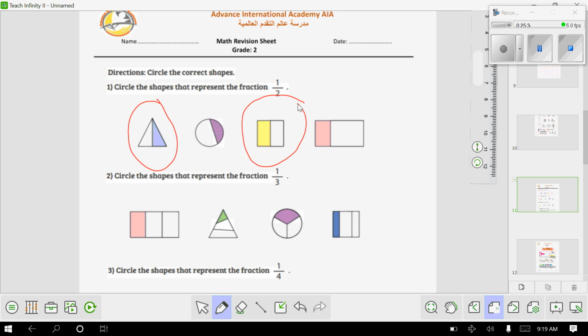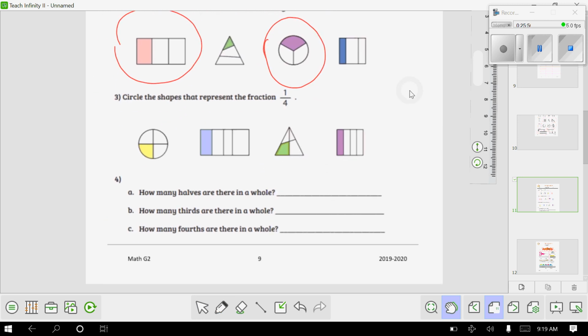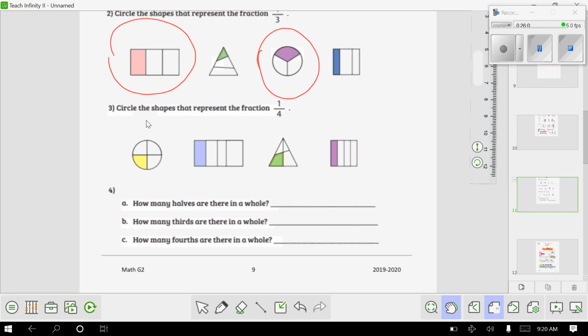Third means three equal parts and one is shaded. Excellent. Here we have a third. And here we have a third. Perfect. Let's go to the second. Circle the shape that represents fraction fourth, four equal parts, and one part is shaded. Excellent. Here is the yellow, and here is the square.